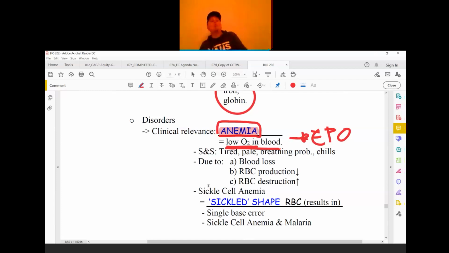Maybe you're losing blood, so internal bleeding can make you anemic. You can produce too few red blood cells, or you might destroy too many red blood cells. So there are these three factors that can play a role in why one becomes anemic. But there's a specific type of anemia that I want us to discuss.